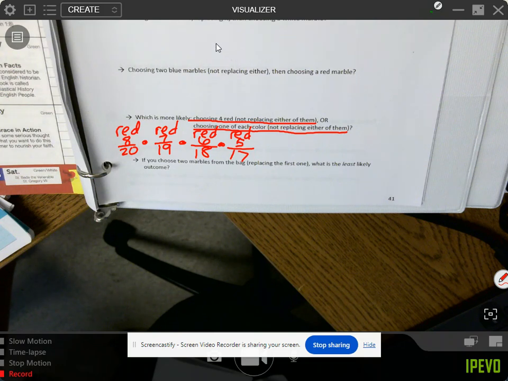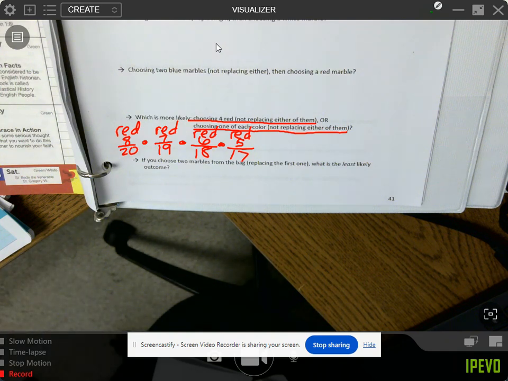So I'm going to let you go through the work. I helped you with how to set up the top part. You have to figure out what the events are for that bottom part. And figure out your percentages. That last question, if you choose 2 marbles from the bag, replacing the first one, what is the least likely outcome? So you need to think it through. What would be the least likely thing to have happen? And I'm going to have you try to figure that out on your own.